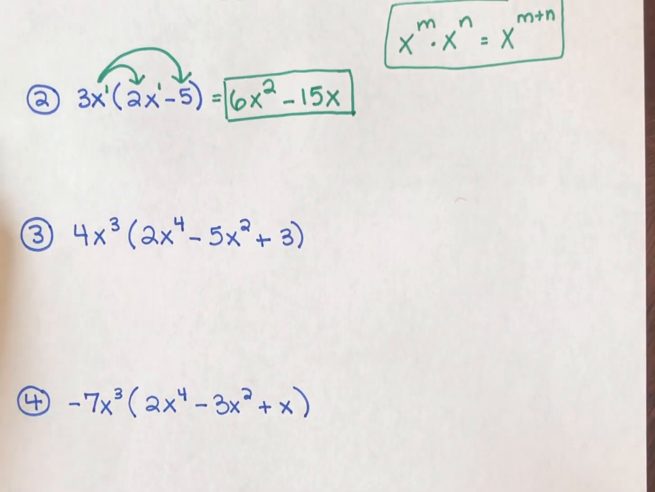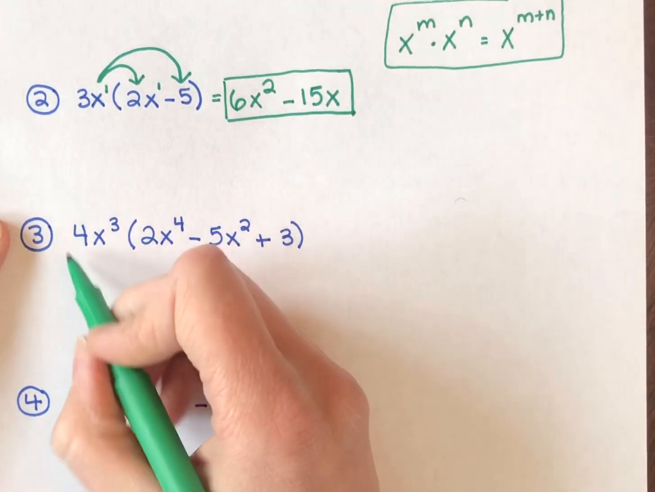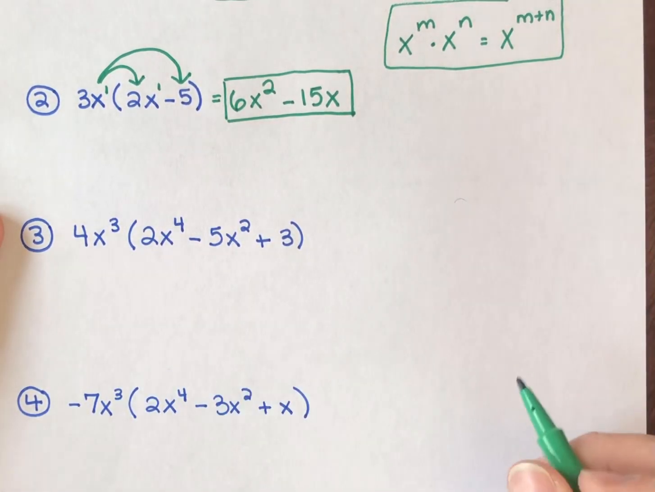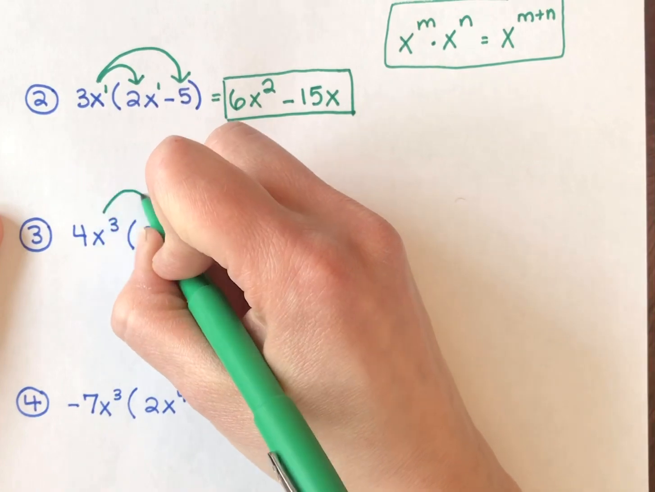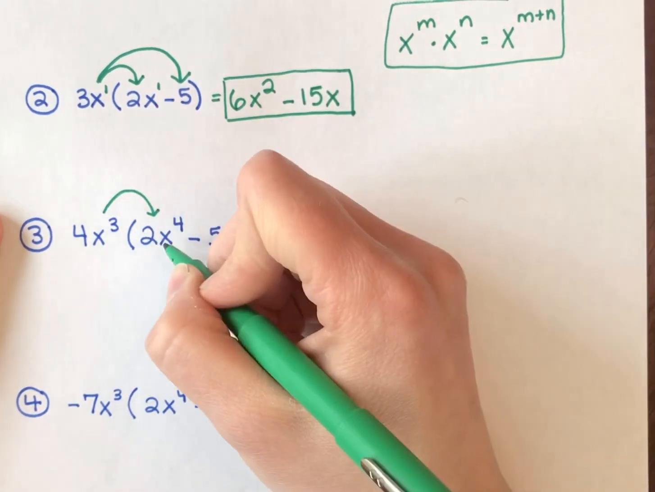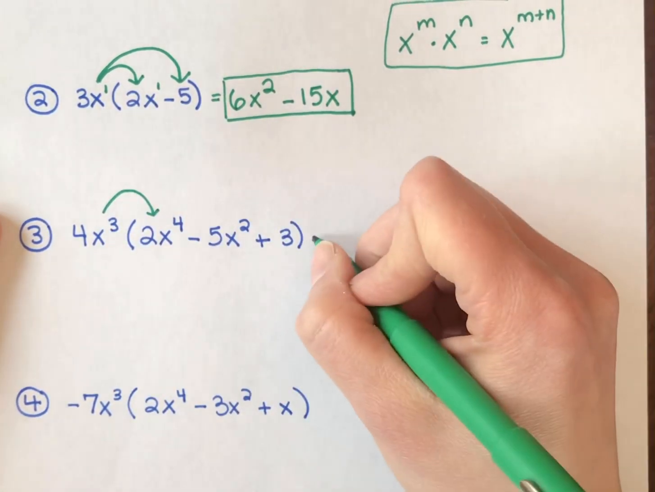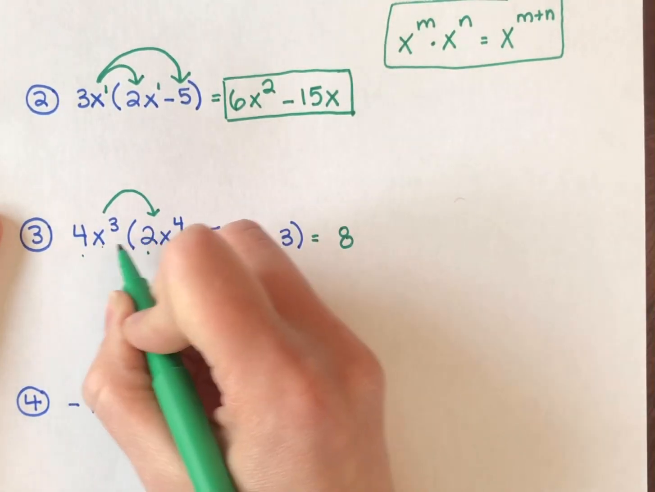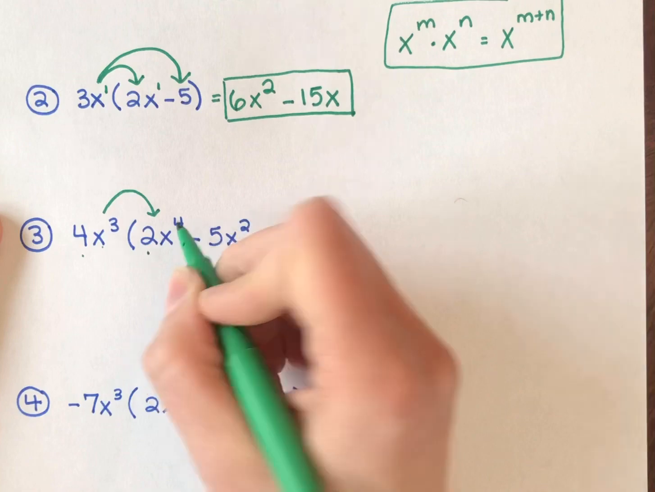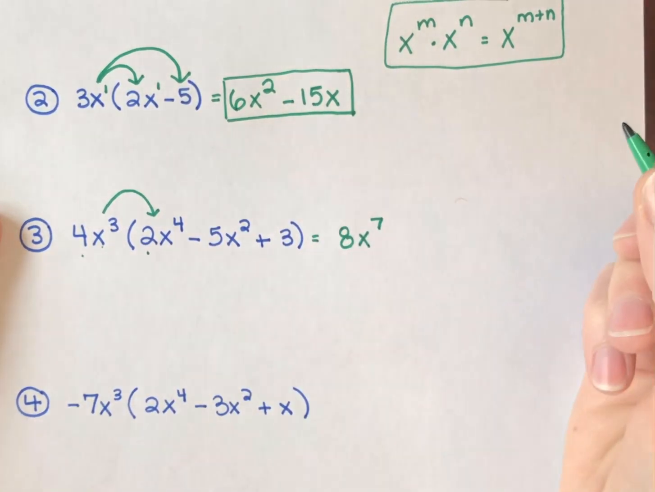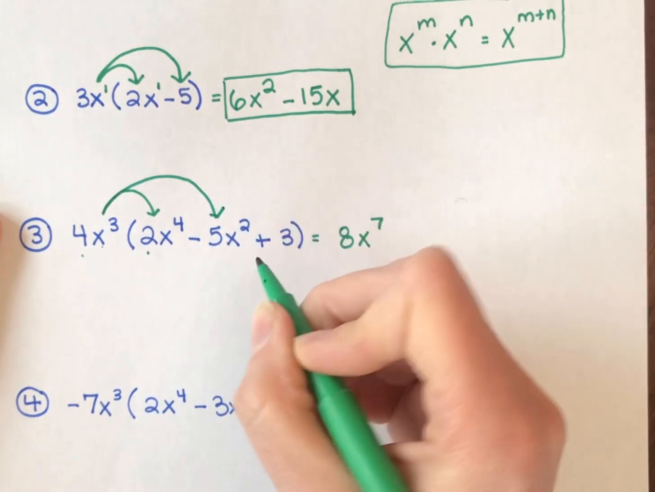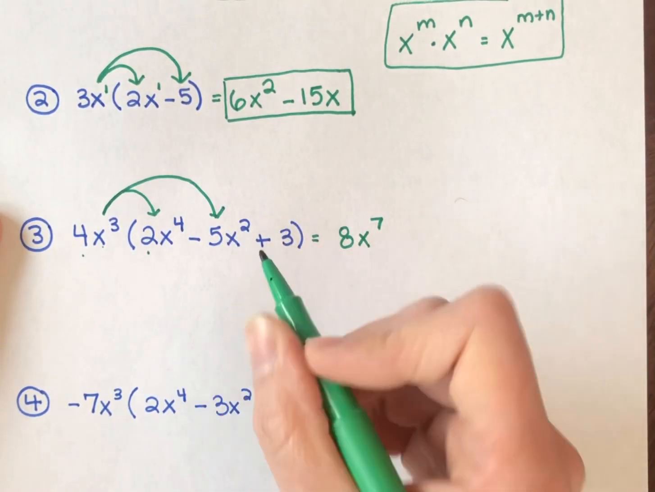All right, if I look at example 3, this time I'm distributing a 4x to the third, and now you notice I have 3 terms inside my parentheses. So I'm going to start by multiplying 4x to the third times 2x to the fourth. So 4 times 2 is 8. X to the third times x to the fourth, I'm going to add 3 plus 4 and get x to the 7th.